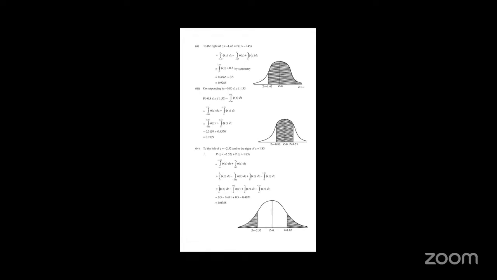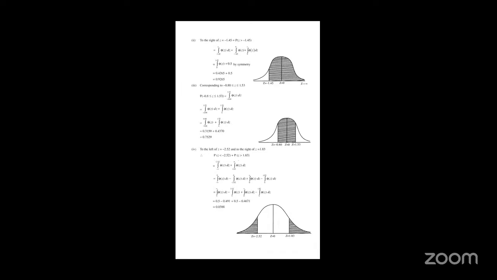So the left is completed. To the right, we'll do now. To the right, z is equal to minus 1.45, so we'll take the probability z greater than minus 1.45. Again it can be split into two integrals. By symmetry of phi of z dz, we can write it as half, so this is 0.5, and the value of this is 0.4265. You need to substitute those values and calculate.